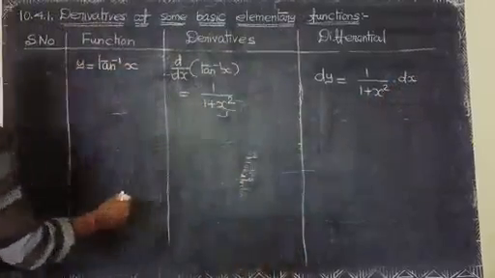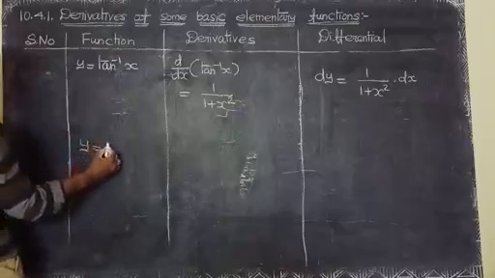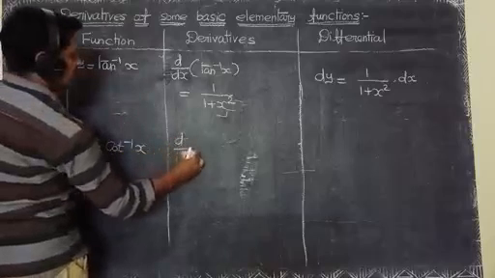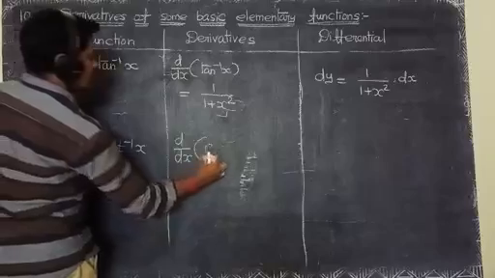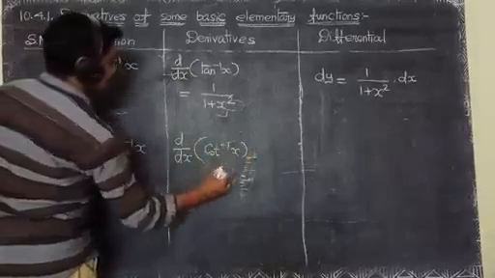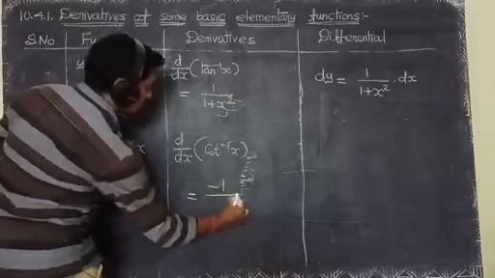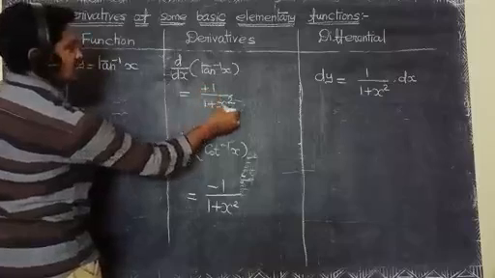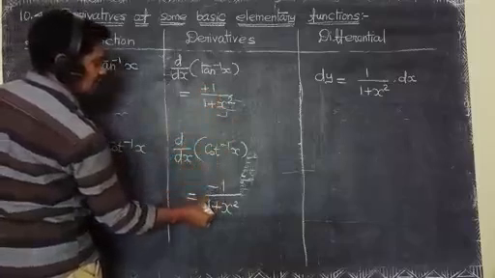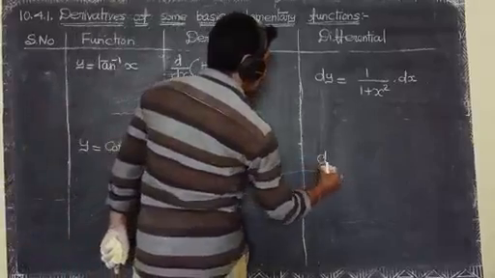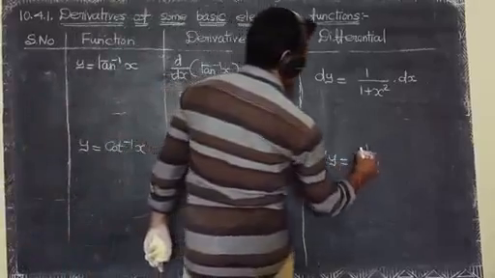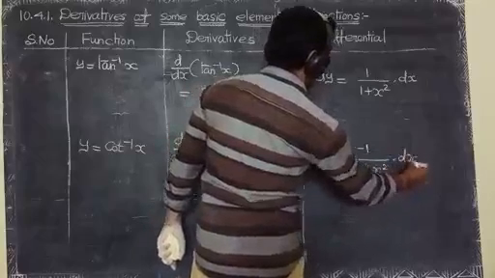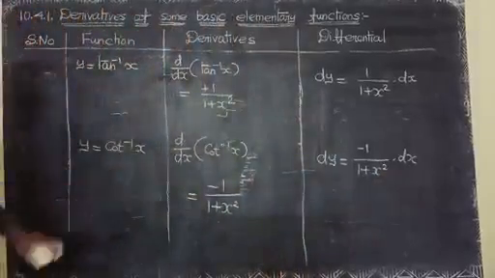Okay, next the function y equal to cot inverse x. d by dx of cot inverse x is equal to minus 1 divided by 1 plus x square. Tan inverse means plus 1 divided by 1 plus x square, cot inverse means minus 1 by 1 plus x square. dy is equal to minus 1 divided by 1 plus x square into dx.